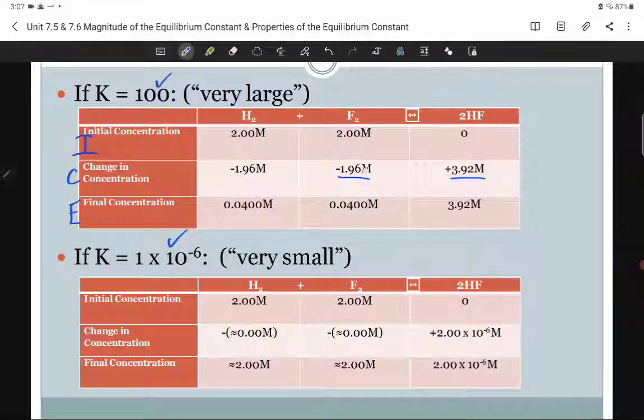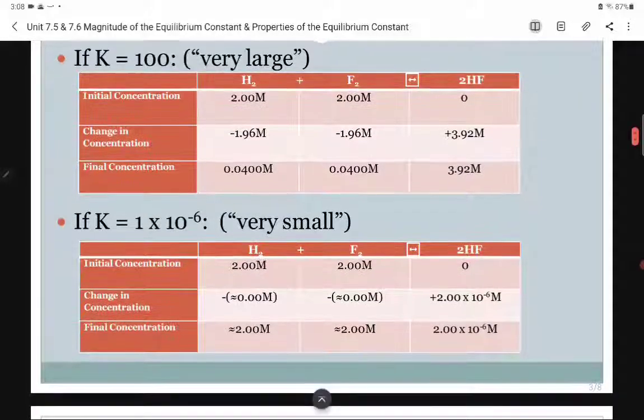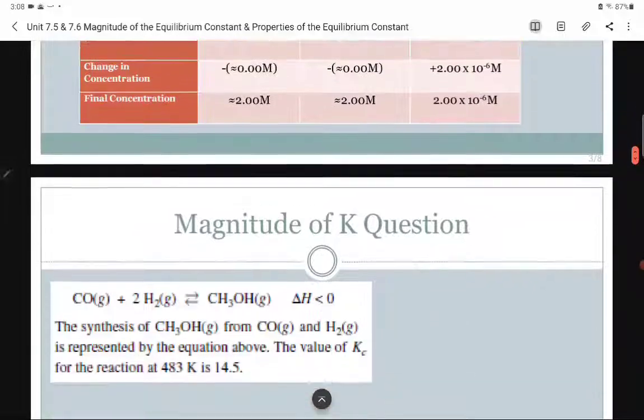We don't know how to do these calculations yet, but once we learn how to do these calculations, if the final amount has an impact on 2, then I don't think we're going to define that as very small anymore. As we get deeper into these questions, I think you'll get a better feel for when it's very large or when it's very small.